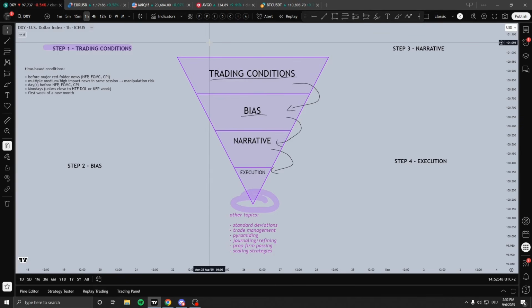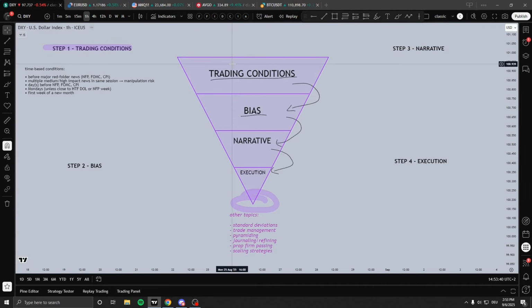The first time-based condition is before major red folder news. If we have NFP, FOMC, or CPI, the big three, usually before those three the markets will often consolidate, sometimes even already a day before, but usually the sessions before are low probability. I'm not saying you can't trade them. There are conditions where you can trade them, but that's a bit more advanced and would exceed the topic of this video. As a rule of thumb, especially if you're a beginner, try to avoid trading around NFP, FOMC, and CPI.